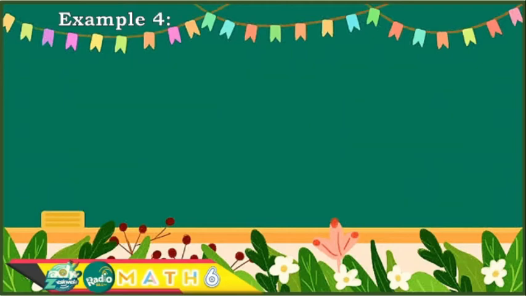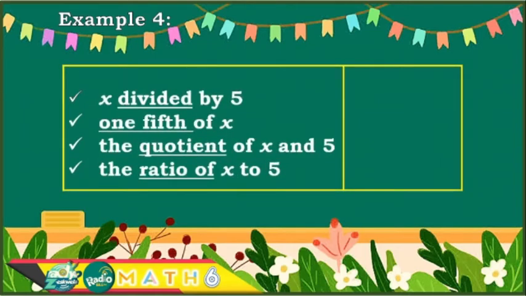And for the fourth example, the word phrases x divided by 5, 1/5 of x, the quotient of x and 5, and the ratio of x to 5 can be translated into the algebraic expression x over 5. Take note that the words divided by, the quotient of, and the ratio of indicate division.